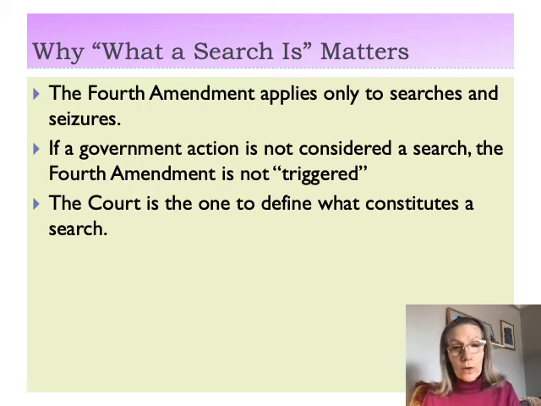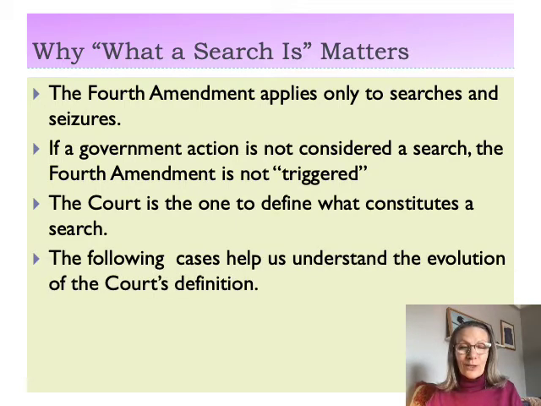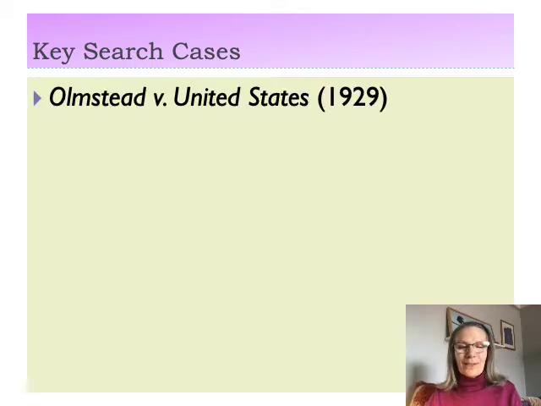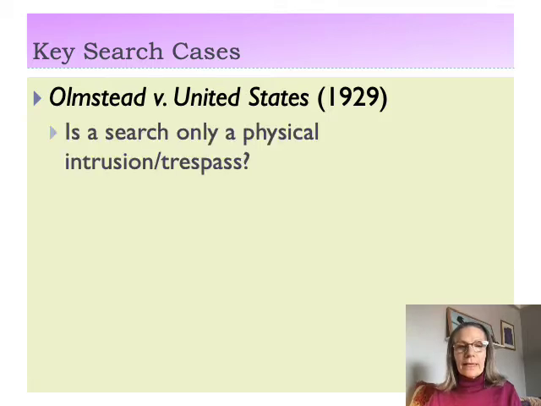And so it's the court that defines what constitutes a search. It's the court that also tells us not only what is a search, but whether a search is reasonable. And so we're going to take a look at three important cases that help us understand the way that the court has defined what constitutes a search and how the definition of search has evolved over time. The cases that we're going to look at start in 1929, and so we'll be taking a look at Olmstead versus the United States.